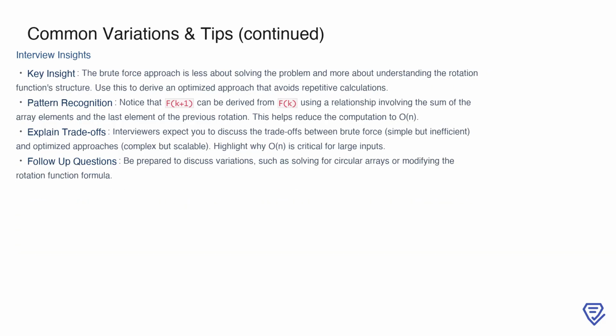Now let's dive into some critical insights for interviews. A key takeaway is that brute force isn't just about solving the problem, it's a stepping stone to deeply understanding the structure of the rotation function. This understanding is what helps you derive an optimized approach that avoids redundant calculations. One important pattern to recognize is the relationship between successive values of f(k). Specifically, f(k plus 1) can be calculated from f(k), using the total sum of the array and the last element of the previous rotation. Leveraging this relationship allows you to compute results iteratively in O(n).